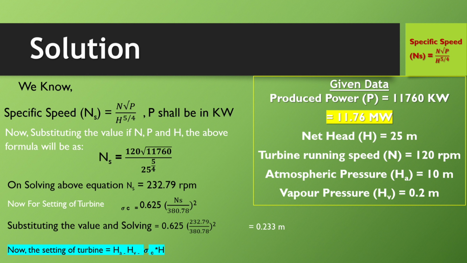After this, the setting of turbine equals the subtraction of vapor pressure from atmospheric pressure, and the multiplication of sigma C with net head. Placing all these values in the formula, we get the result of 3.96 meter, where the maximum depth of the straight draft tube is 3.960 meter, which is the final result.